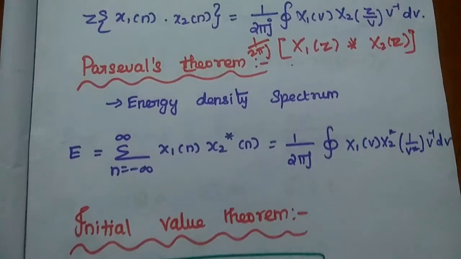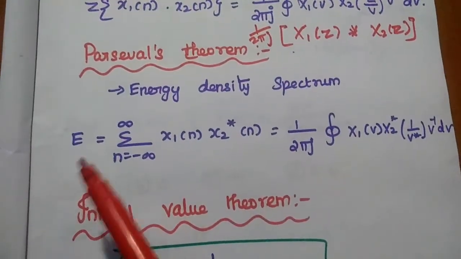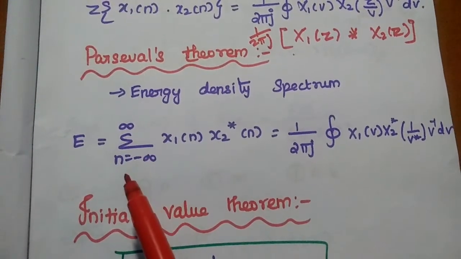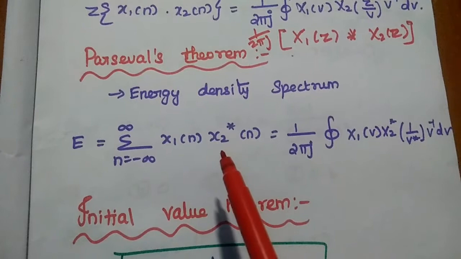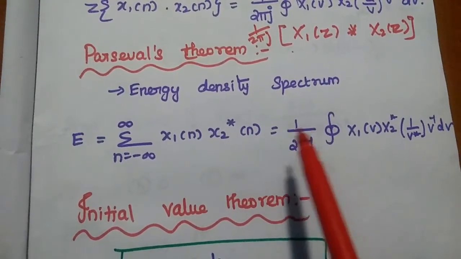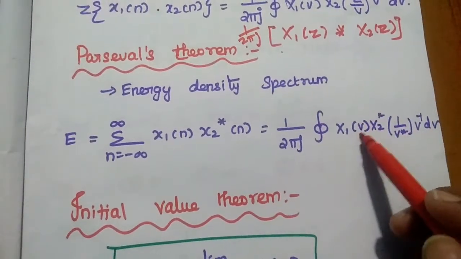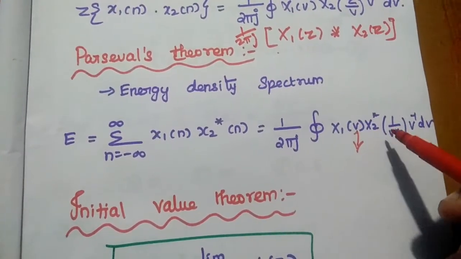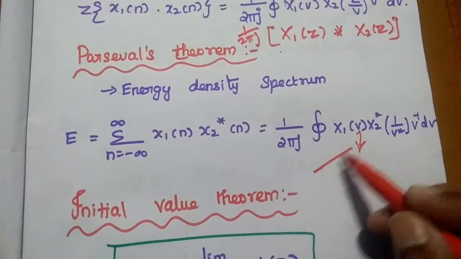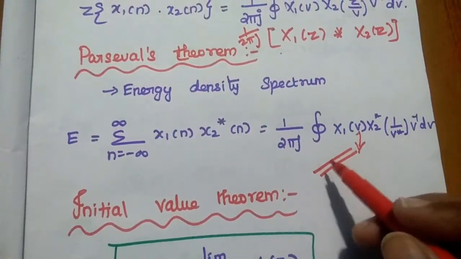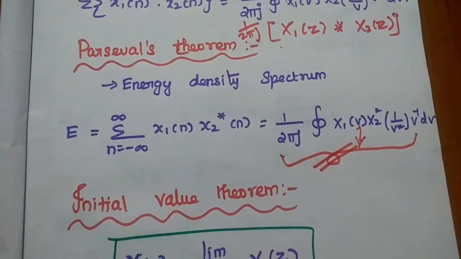Okay, so Parseval's theorem represents the energy density spectrum. So here that energy is equal to summation n equals minus infinity to infinity x1 of n, x2 star of n, which is equal to 1 by 2 pi j integration of X1 of v. Here v represents the frequency. X2 star of 1 by v inverse dv. So this statement itself is very important. Sometimes they can ask what is the value of the Parseval's theorem.